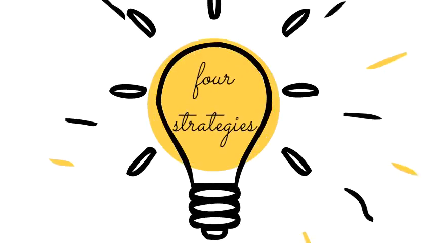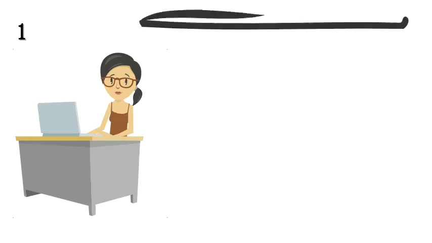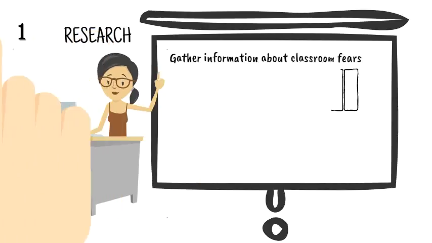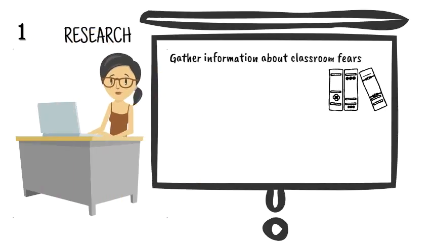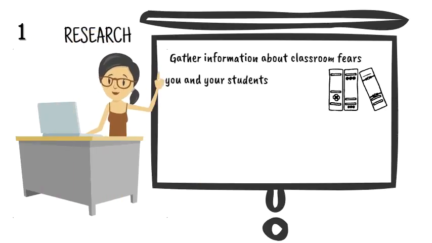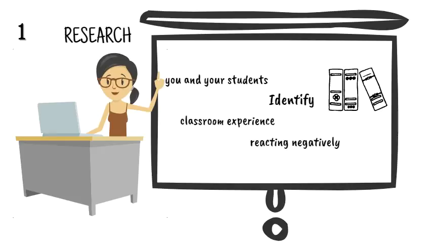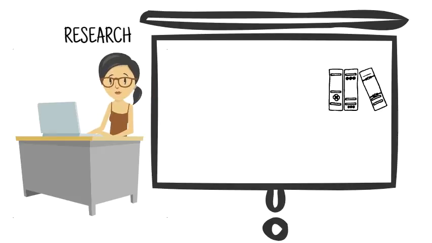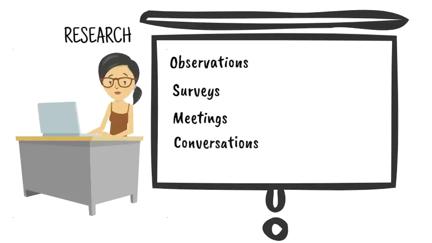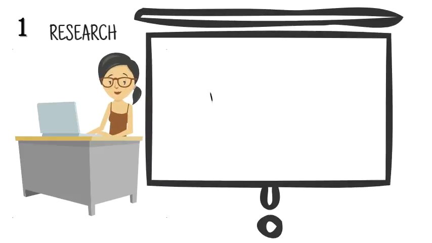Number 1. Research. Gather information about your students' classroom fears. In order for you and your students to implement positive changes, you must first identify what elements of the classroom experience your students are reacting negatively to. This could be found in colleagues' observations, class surveys, class meetings, or personal conversations.